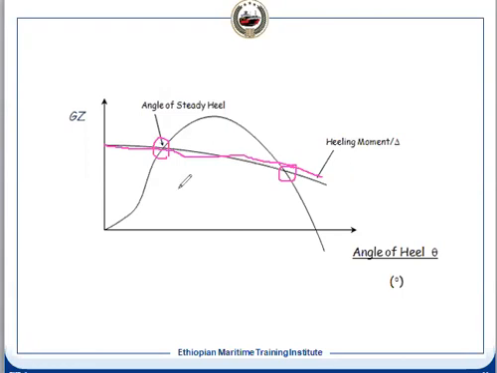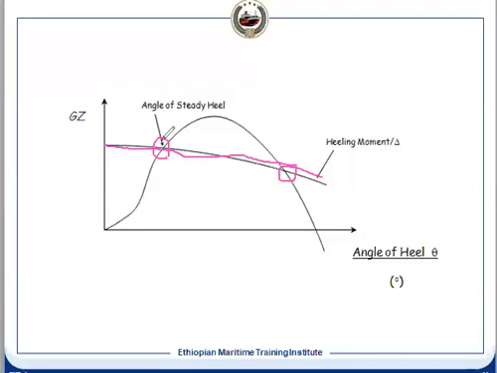And once it is equal, it means this will be the steady angle of heel. If you apply that force, at that point it will remain, because at this point the heeling moment and the righting moment are equal. That's the reason it is called the steady heel. The angle of steady heel we can find out by this. So these are the two values we get.